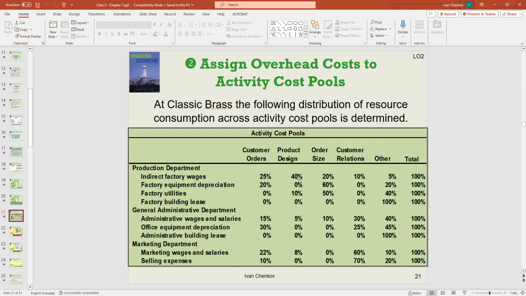40% of the $500,000 is going to go to product design. 20% of $500,000 is going to go to the order size. 10% is going to go to customer relationship, and 5% is going to go to other. And then keep going with the next cost.